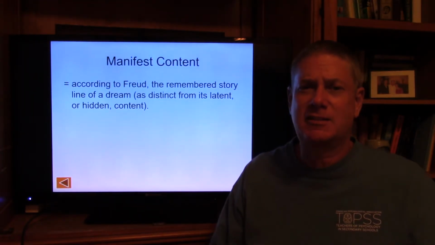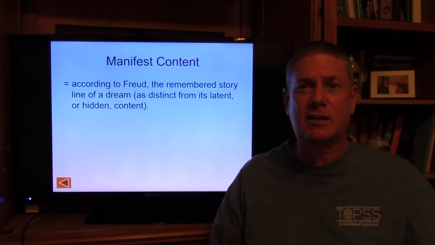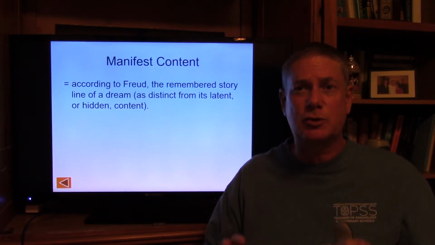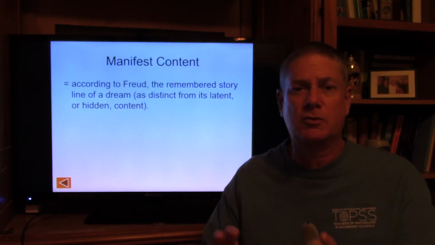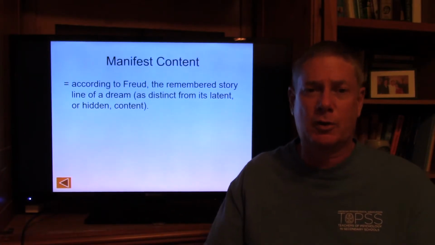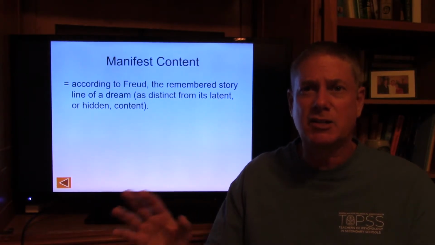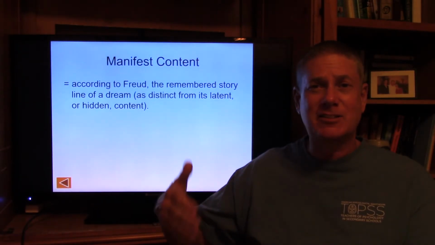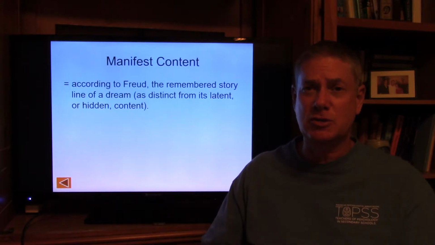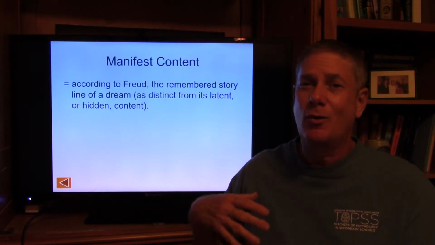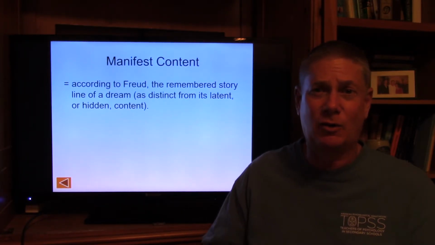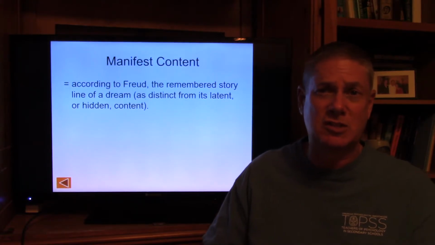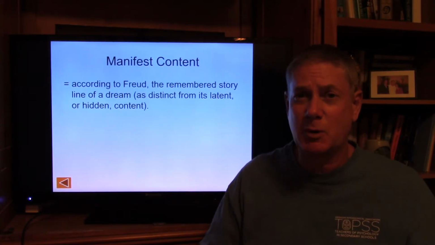The manifest content is the remembered storyline. Basically, it's the nouns and the verbs. It's the who did what happened, where to go, and so forth. It's actually the storyline. It's what actually happened in the dream. But, according to Freud, that's our brain basically producing this story because we can't actually handle all the secret wishes and desires and so forth, even when we're asleep.